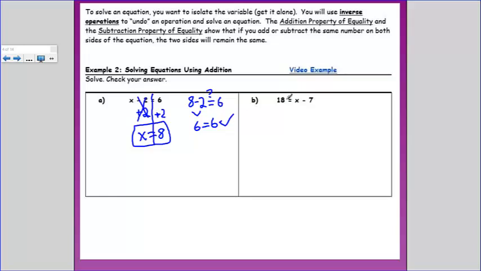All right, let's look at this one. 18 equals x minus 7. Again, we're going to split it left and right. This one's still not super tough, a little confusing because the x appears on the right side. We want to get x by itself. We want to isolate it.